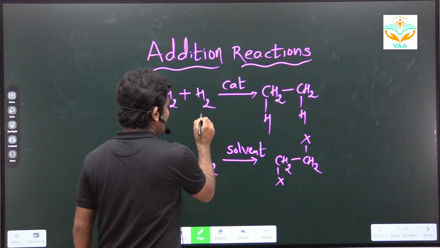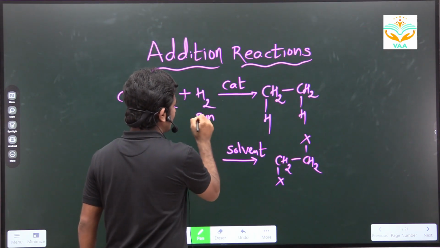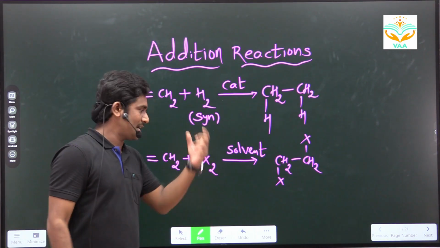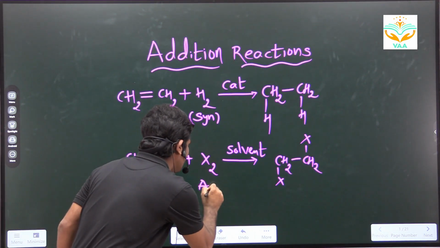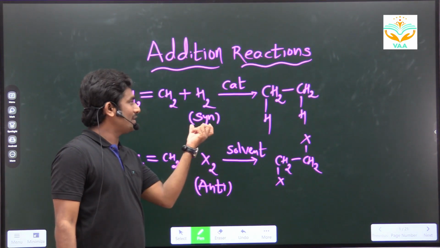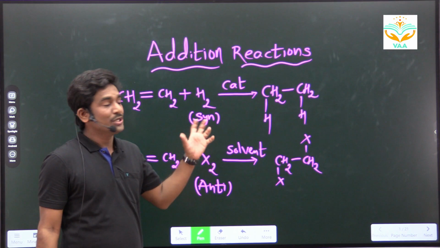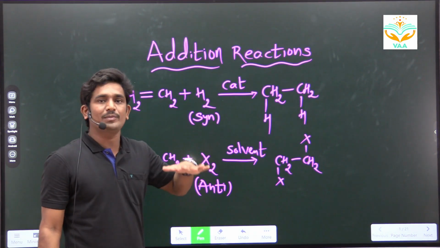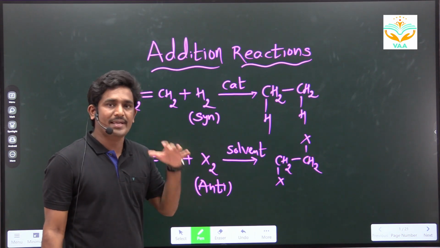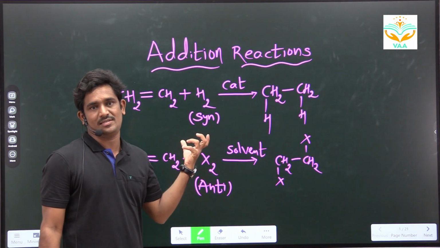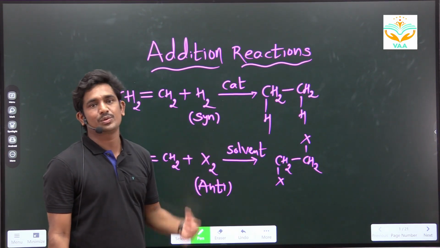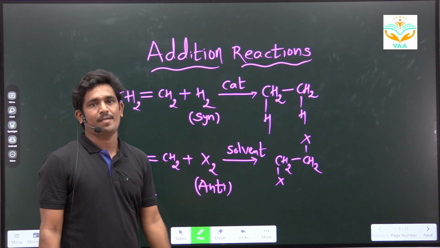This hydrogenation is a syn addition reaction. It is an example of syn addition reactions, and the halogenation is an anti-addition reaction. Okay, how do we know whether it is syn addition or anti-addition? You can know this from the mechanism. Okay, so I'm not going to discuss the mechanism of these reactions. I'm going to give you the best tricks to solve in less time.